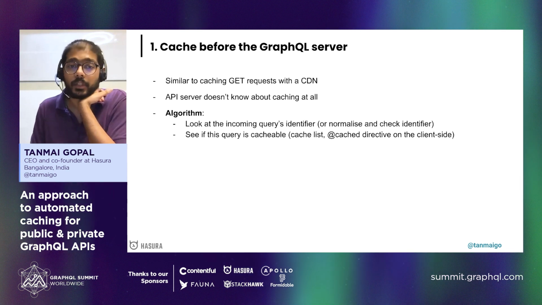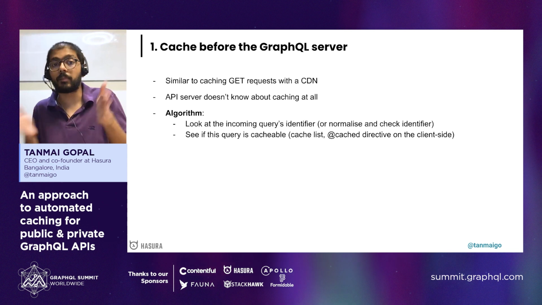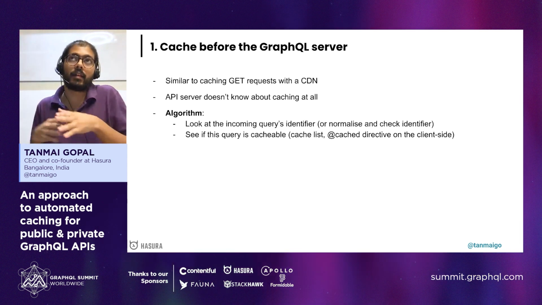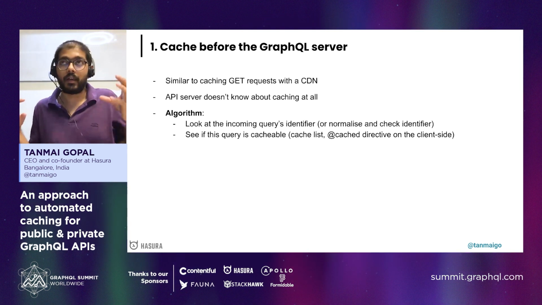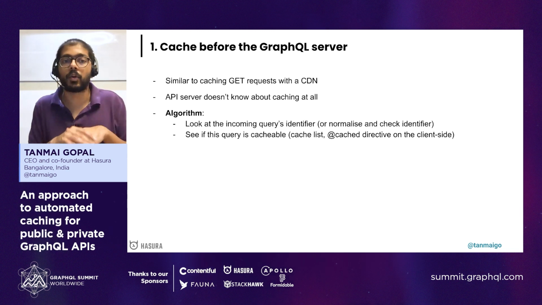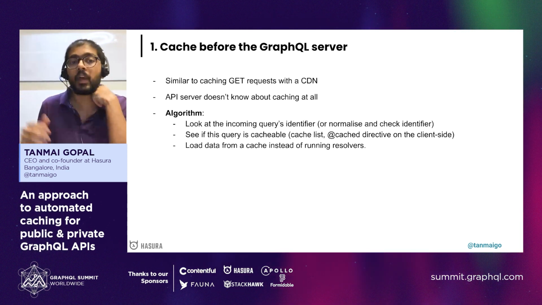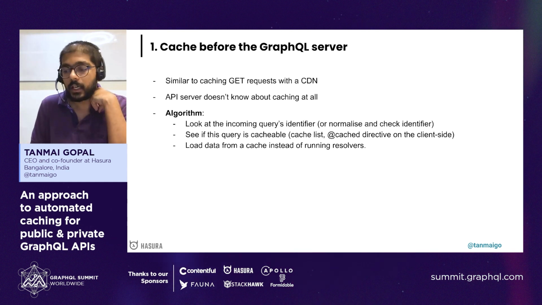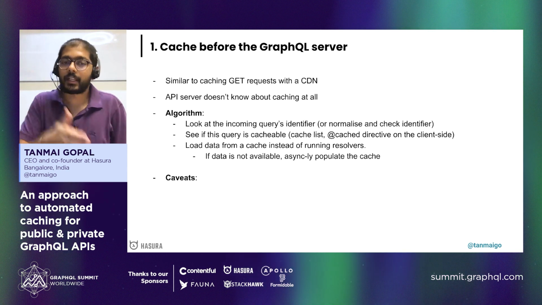You see if this query is cacheable or not, because some queries are cacheable and some are not. For example, if you know that it's a GraphQL query that is fetching public data, fetching data in a way that will not depend on the user's identity, right? You don't have to solve the what-to-cache problem. And then what you do is you load that data from a cache instead of running those resolvers. And of course, if you don't have that data in the cache, you populate the cache by running that query, right?